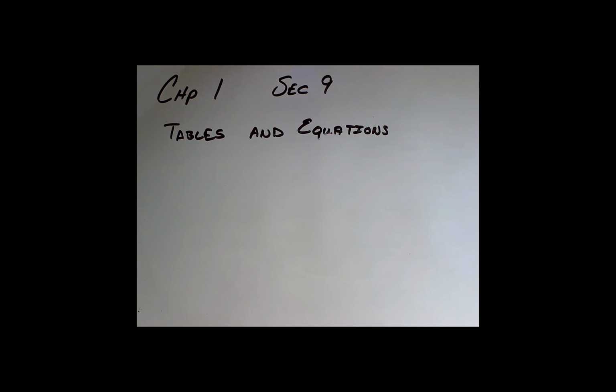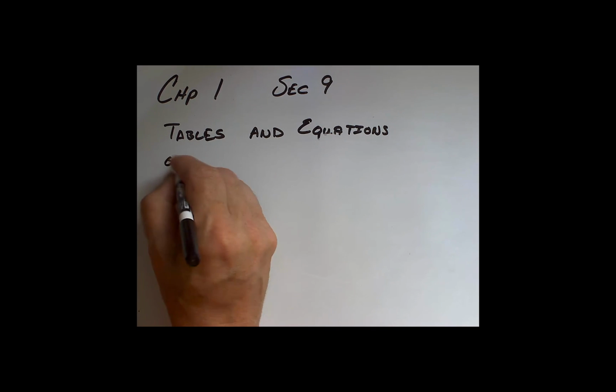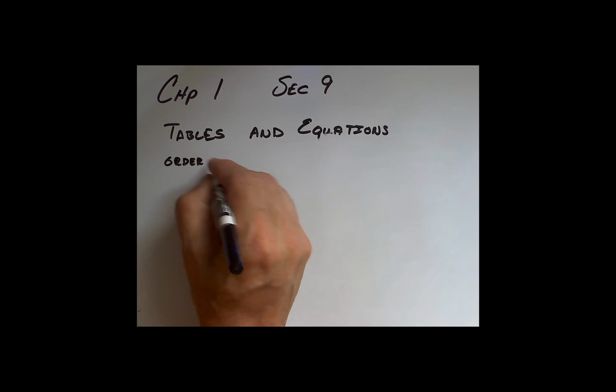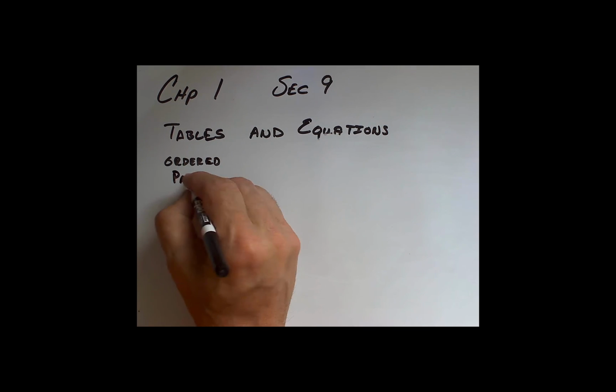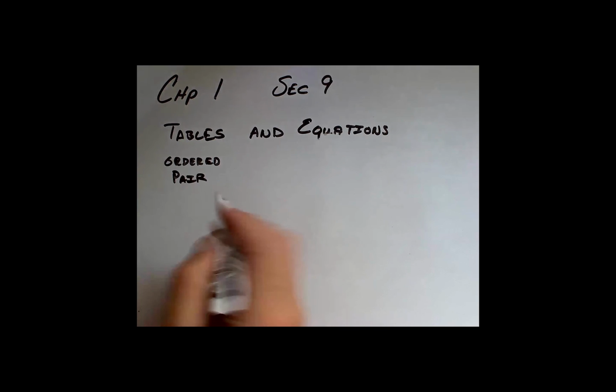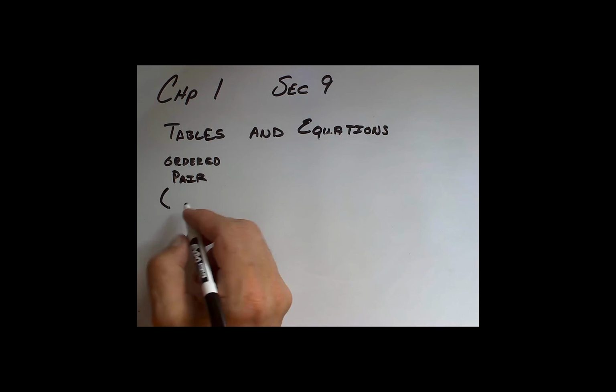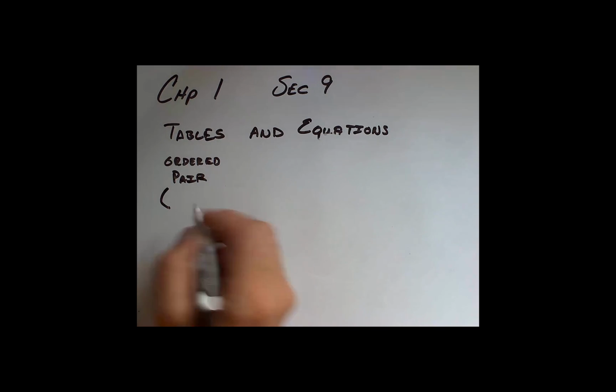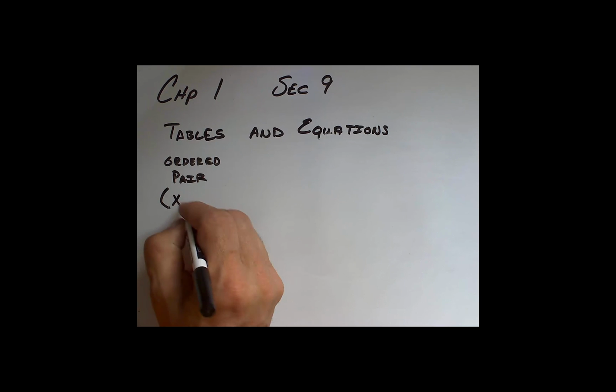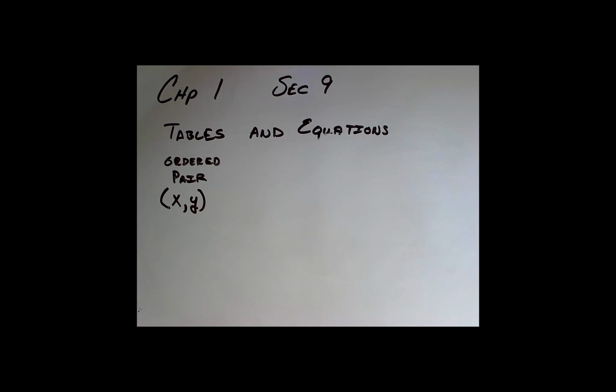Next, let's take a look at an equation with two variables, y and x, and an ordered pair. Well, what's an ordered pair? Let's first discuss that. An ordered pair is a point or a coordinate point. We're going to call it an ordered pair of x and y.